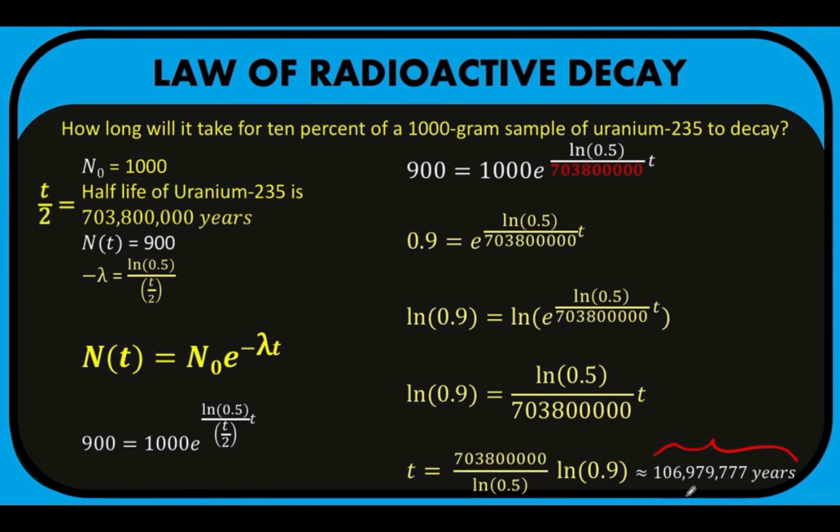Imagine 106 million years just to decrease 100 grams. So it takes that long to decay uranium-235. And it takes even longer to decay uranium-238, which has a half-life of about 4.5 billion years. That is why it takes that long to enrich uranium-238 to become a fuel-grade uranium-235. Time is very, very crucial to develop nuclear weapons.